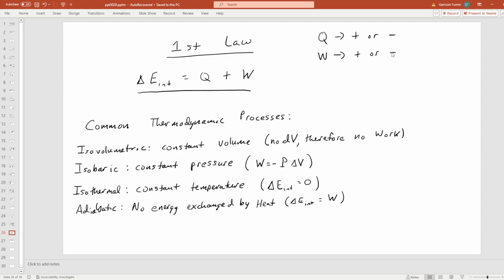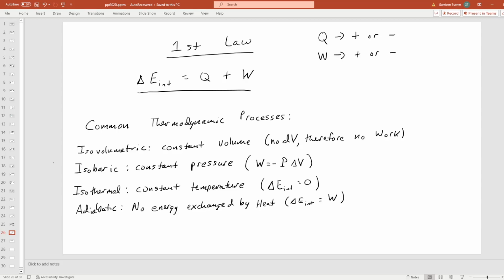Some common thermodynamic processes. Okay? How is this energy changed? Or how is this internal energy affected by certain processes? Okay, now these are not the only thermodynamic processes, but these are the most common.